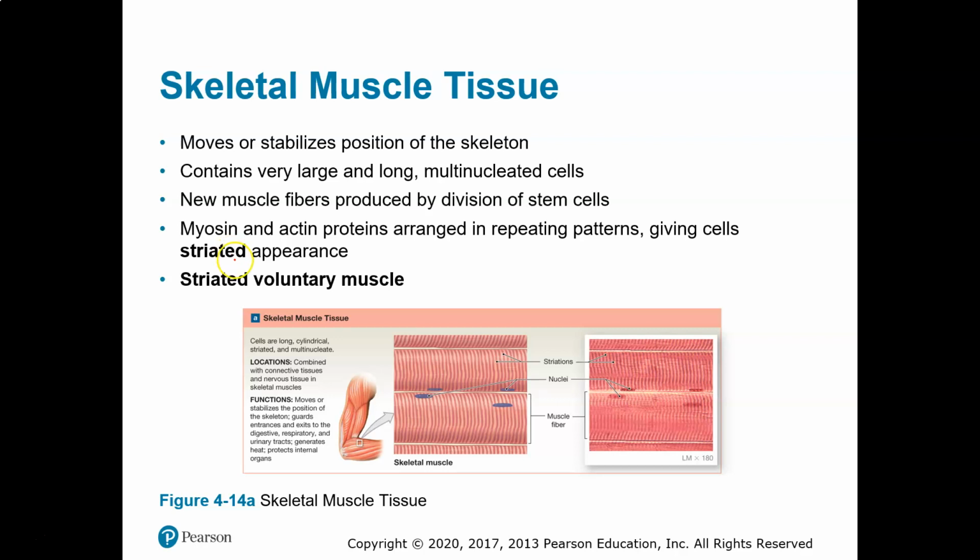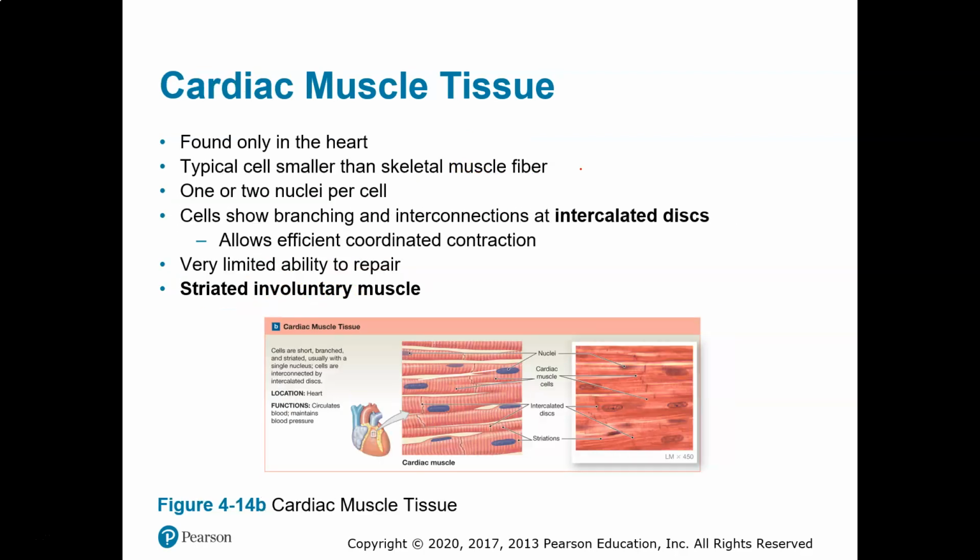Skeletal muscle has a striated appearance due to the arrangement of the actin and the myosin. It's voluntary. It's got many nuclei per cell, so they're multinucleated cells. Cardiac muscle is also striated, but it's involuntary.